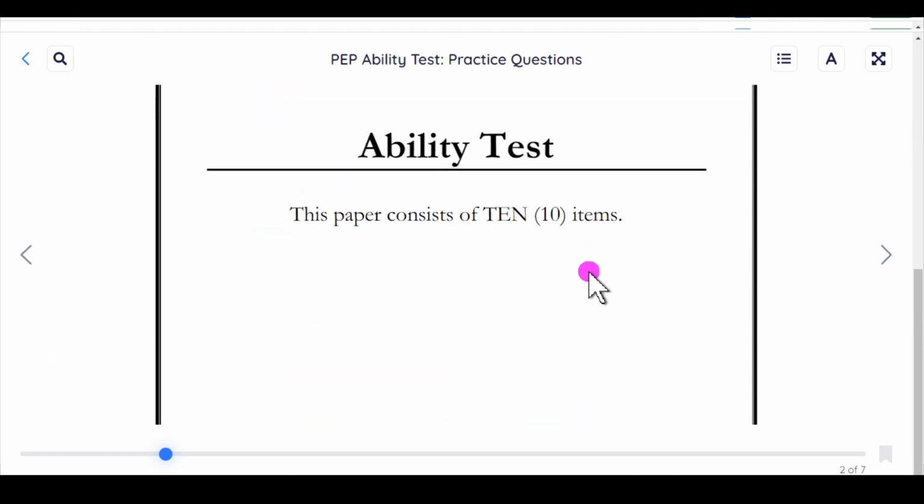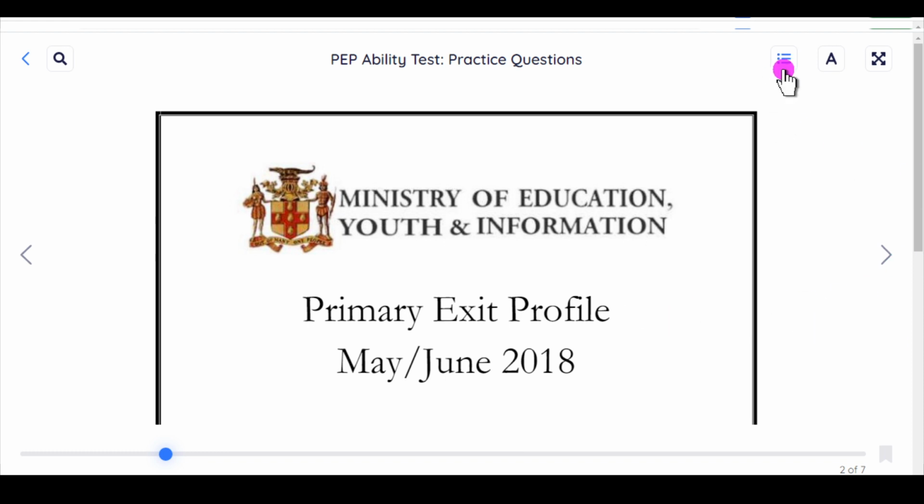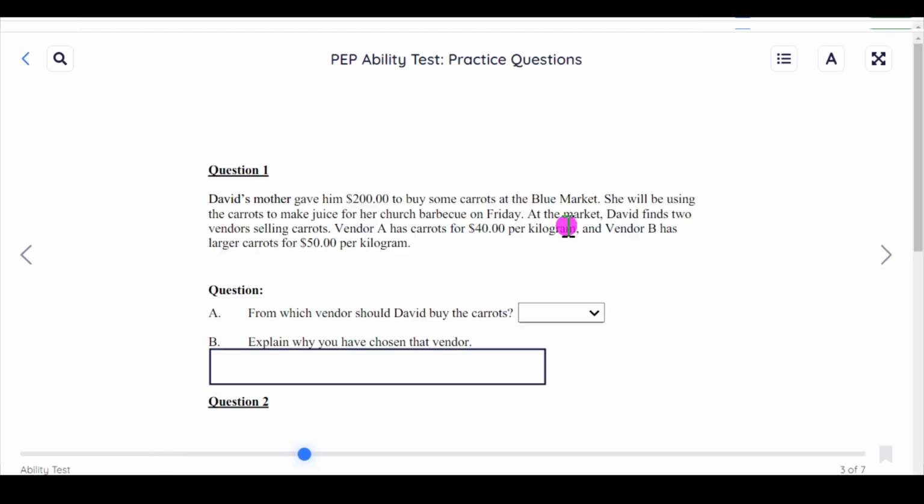And of course, it says this paper consists of 10 questions. Always make sure you read all areas of the booklet so that you're comfortable with the information and instructions given. And now we have question 1.